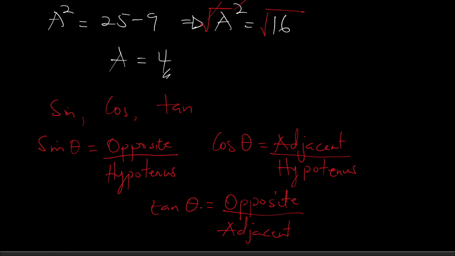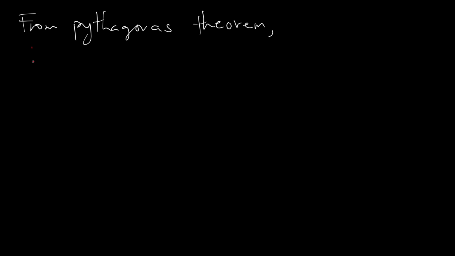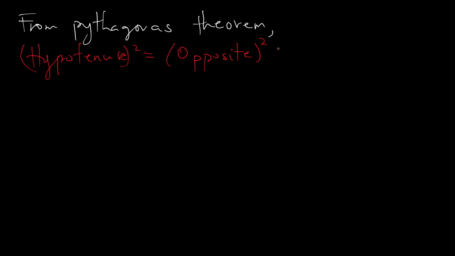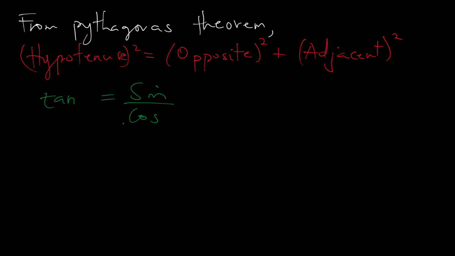Alright, so we also know that from Pythagoras' theorem, the square of the hypotenuse, which is the hypotenuse squared, is equal to the opposite squared plus the adjacent squared. Now this is a quick twist. Tan can also be equal to sine over cos. So tan is not all that basic like we said.